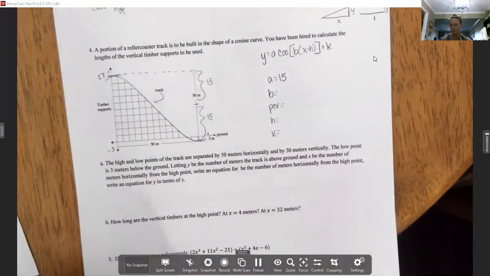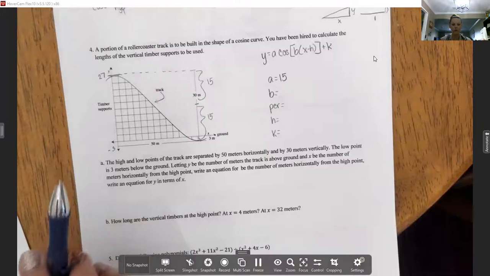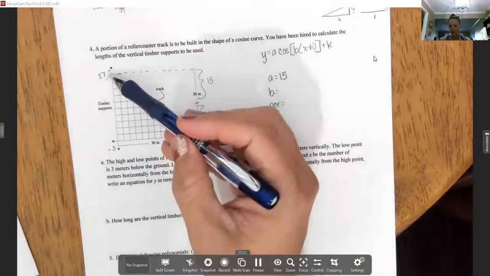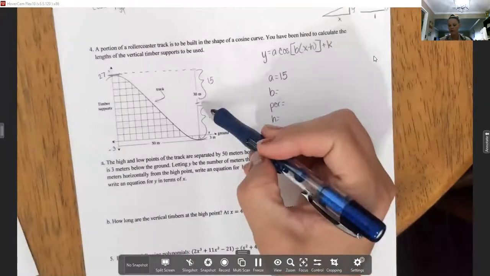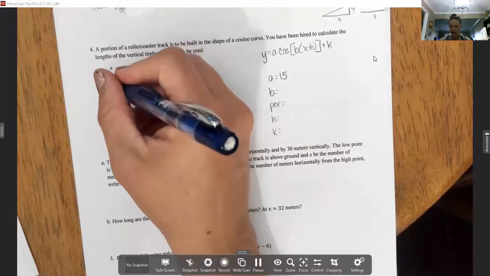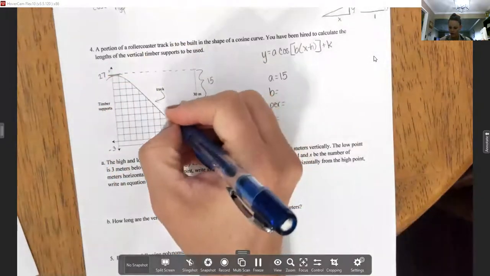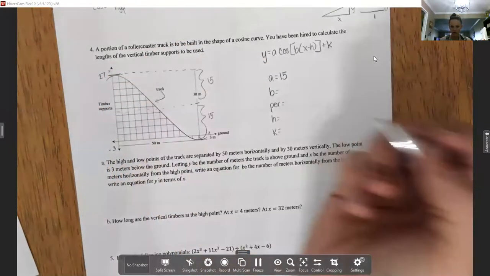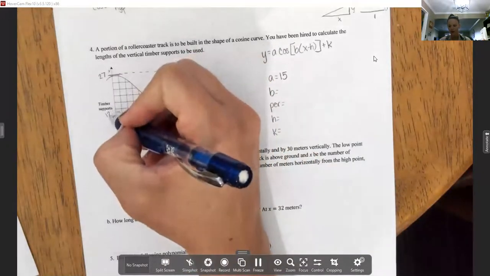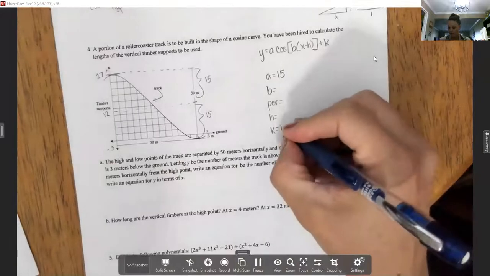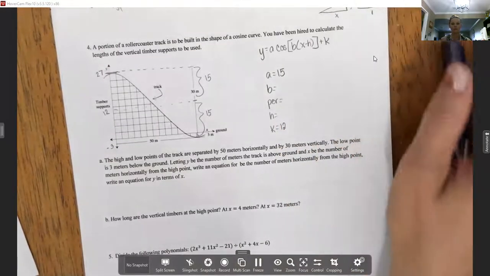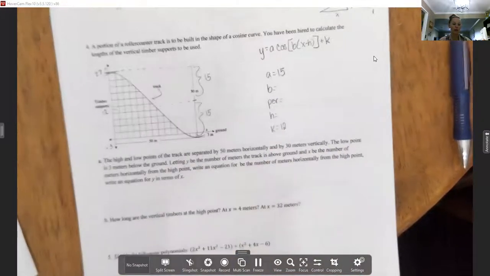K then is in the middle. You want to find the middle of -3 and 27, which is 15 away from 27 and 15 away from -3. So if we subtract 15 from 27, that puts us at 12. 27 minus 15 is 12, and 12 minus 15 is -3. So our K value is 12. Questions on that part so far?